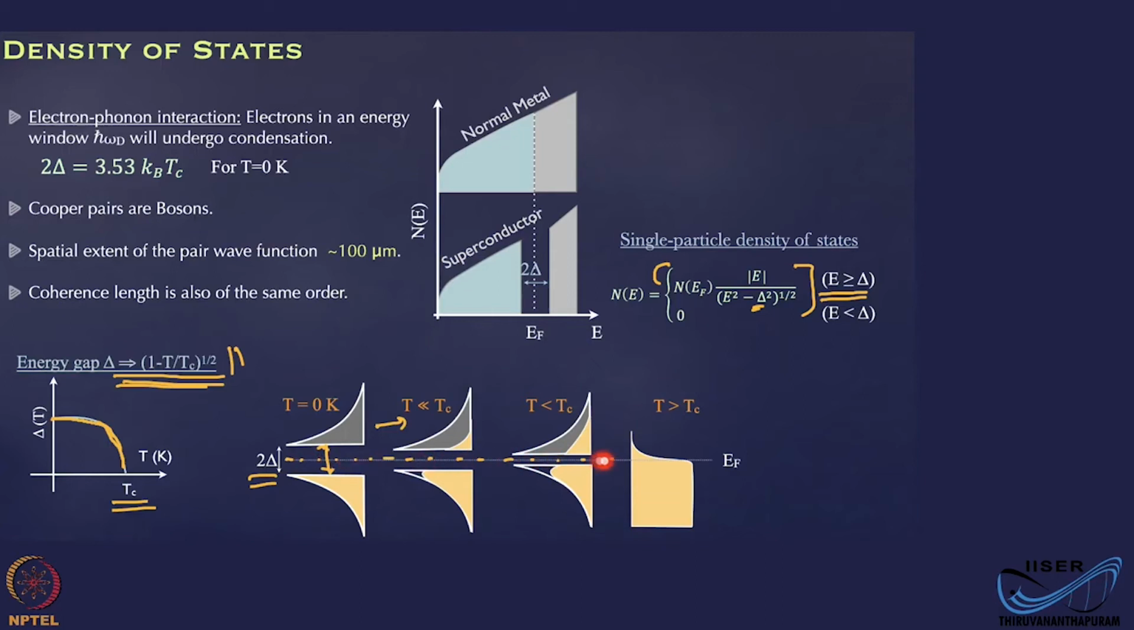So this is how the density of state, or the occupation, is going to vary in a superconductor as a function of temperature. Whenever I say occupation, it refers to quasi-particles, so it refers to single particles or electrons, not Cooper pairs. Cooper pairs always reside, or are always condensed, into a state right at the Fermi energy.